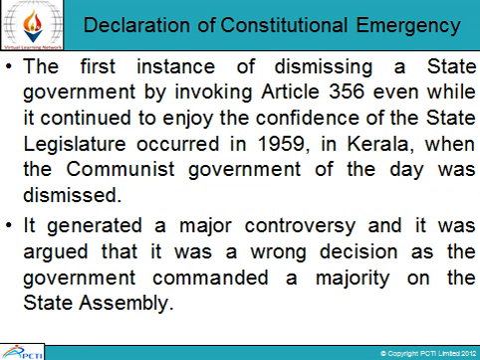The first instance of dismissing a state government by invoking Article 356, even while it continued to enjoy the confidence of the state legislature, occurred in 1956 in Kerala when the communist government of the day was dismissed. It generated a major controversy and it was argued that it was a wrong decision as the government commanded a majority in the state assembly.